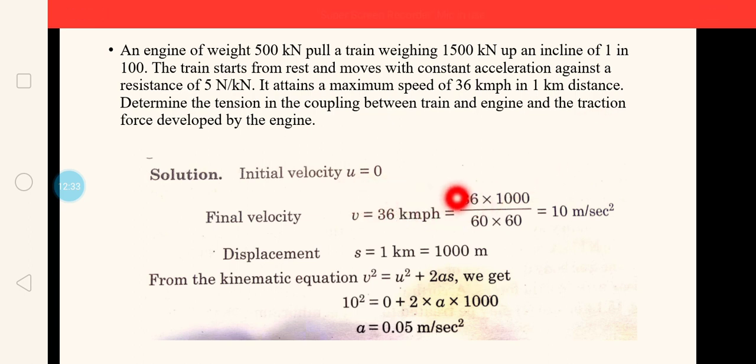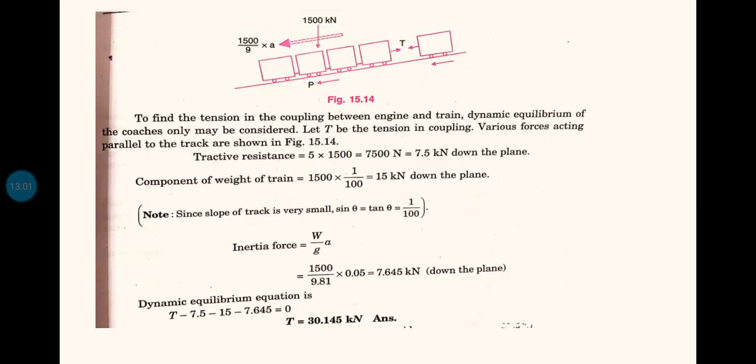So initial velocity u is equal to 0, final velocity is 10 meter per second, and s is equal to 1 kilometer or 1000 meter. Now substituting, we know that v square minus u square equal to 2as. Since u is 0, v square equal to 2as. From that you get a equal to 0.05 meter per second square. So the acceleration of this train is 0.05 meter per second square, and it is given as constant acceleration, so anywhere we can take this acceleration.